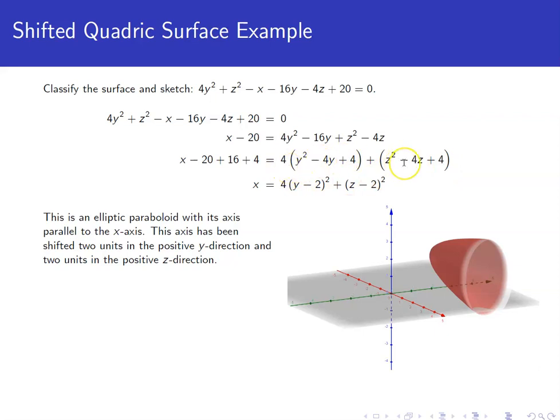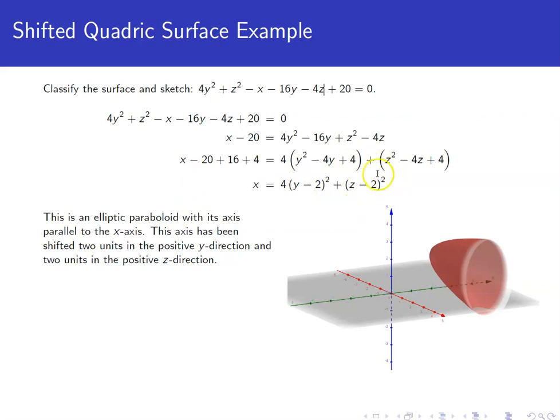Now, of course, I can't just add things randomly on one side without doing it to the other. So if I go to the other side, notice that we've added 4 times 4 in this first piece. So really, I've added 16. Over here, we've just added 4. All right. So notice that the minus 20 plus 16 plus 4 cancel. So we're left with x equals 4 times the quantity y minus 2 squared plus z minus 2 quantity squared.